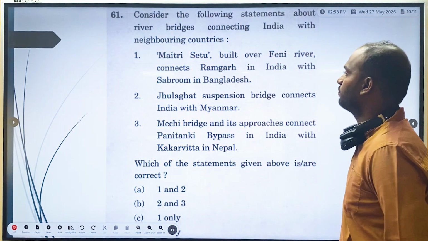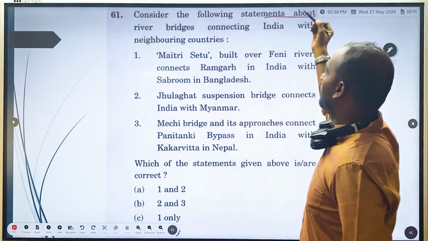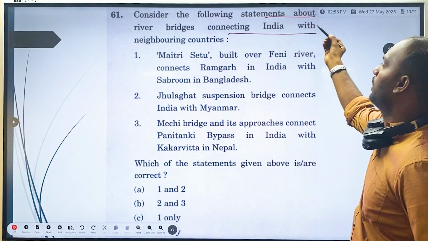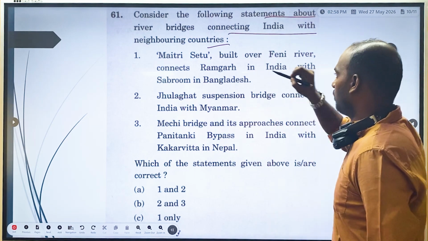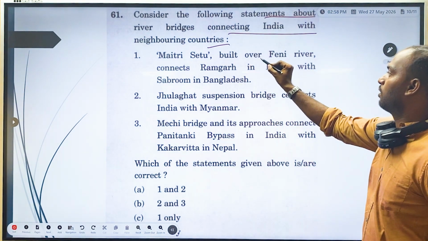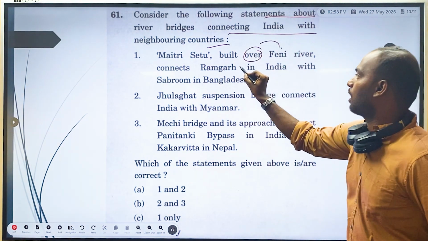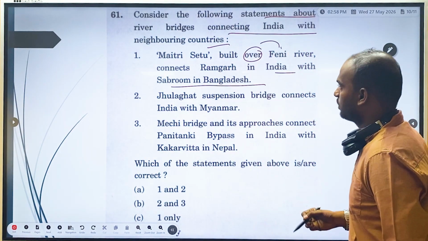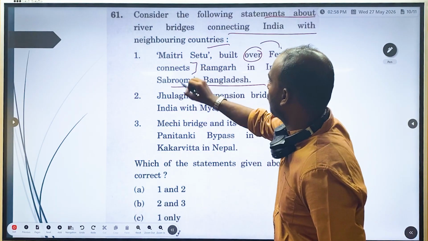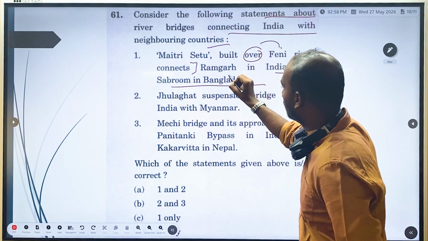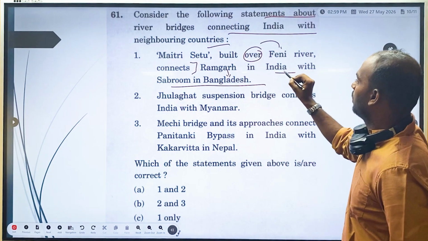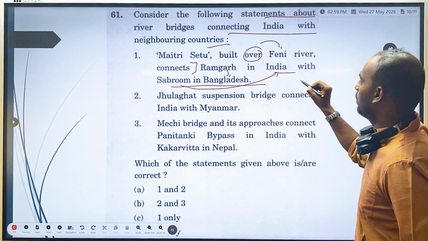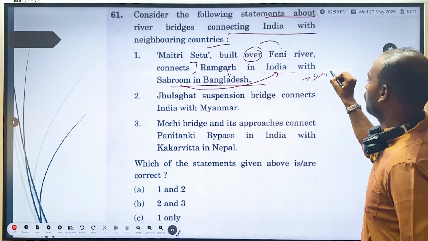Again, consider the following statements about the river bridges connecting India and neighboring countries. Maitri Setu bridge is built over the Feni River, connecting Ramgarh in India with Sabroom in Bangladesh. See, till here it is correct. They just put Ramgarh in Bangladesh and Sabroom in India. They just made a swap.